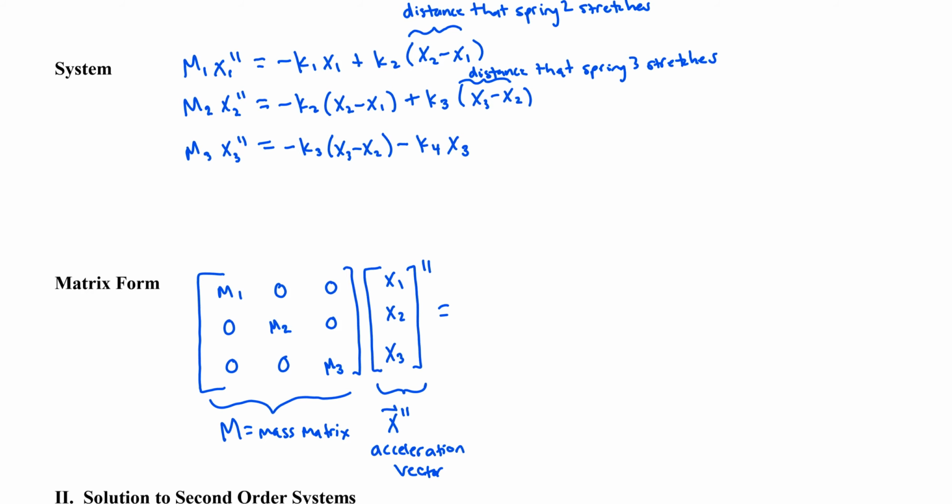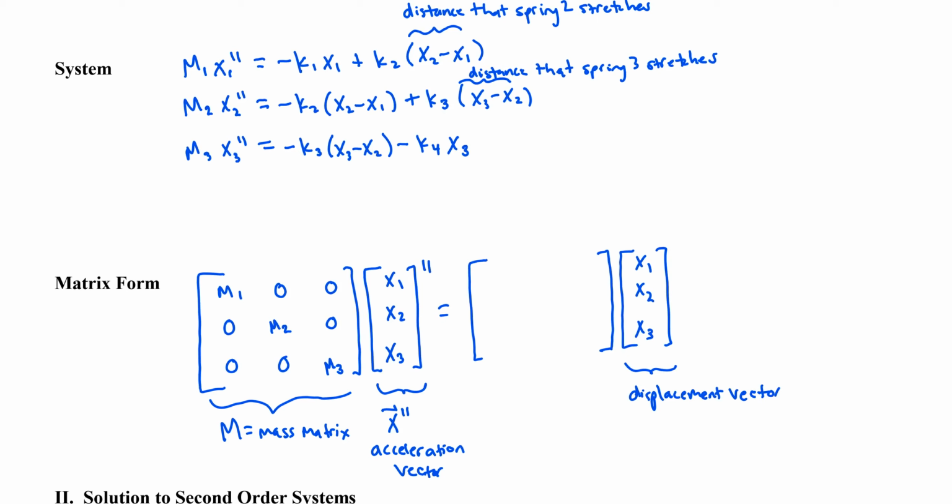This is going to be equal to what we're going to call the stiffness matrix, which programs in all of the spring constants, times the displacement vector x sub 1, x sub 2, and x sub 3. So this part is the displacement vector. Now, for our stiffness matrix, we're going to call this one K, and our displacement vector over here is x bar.